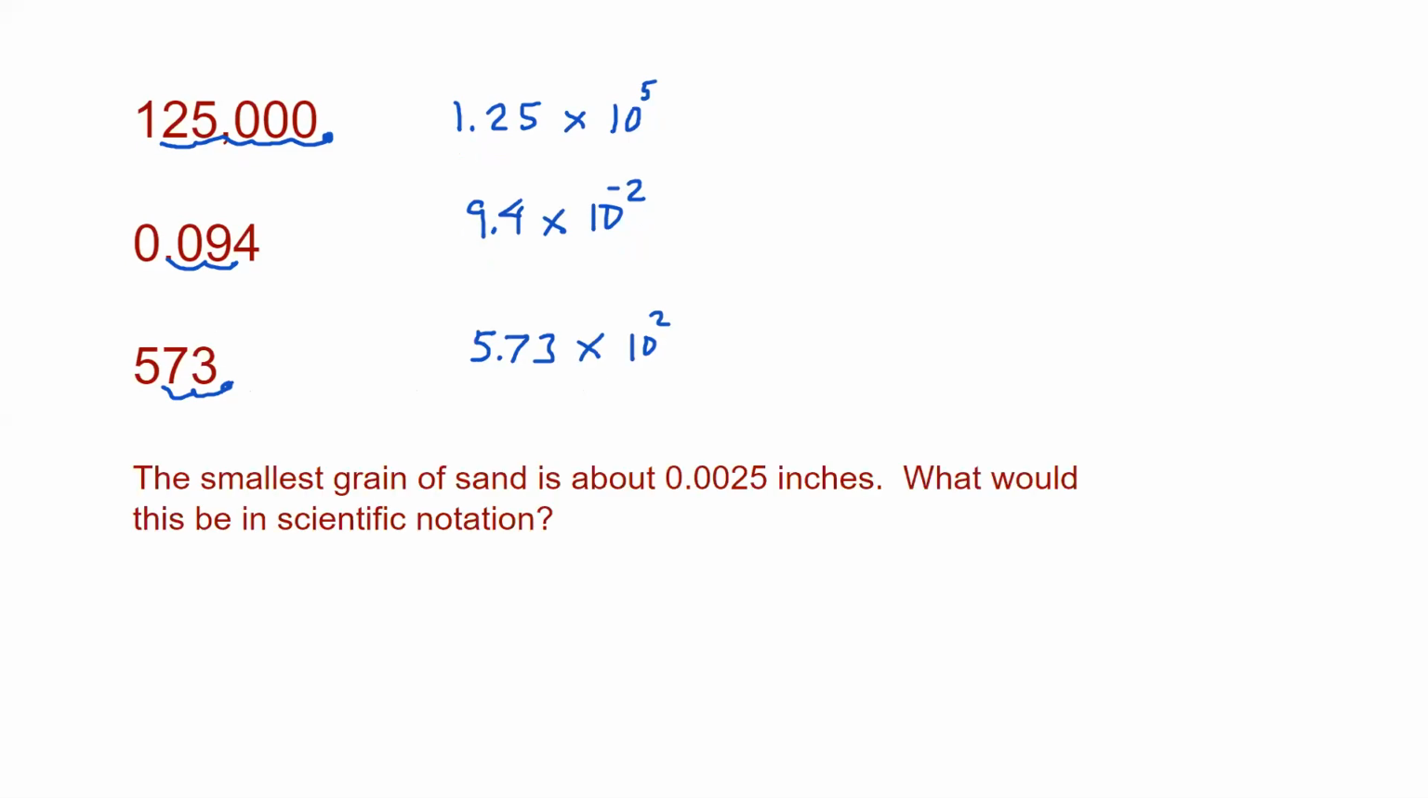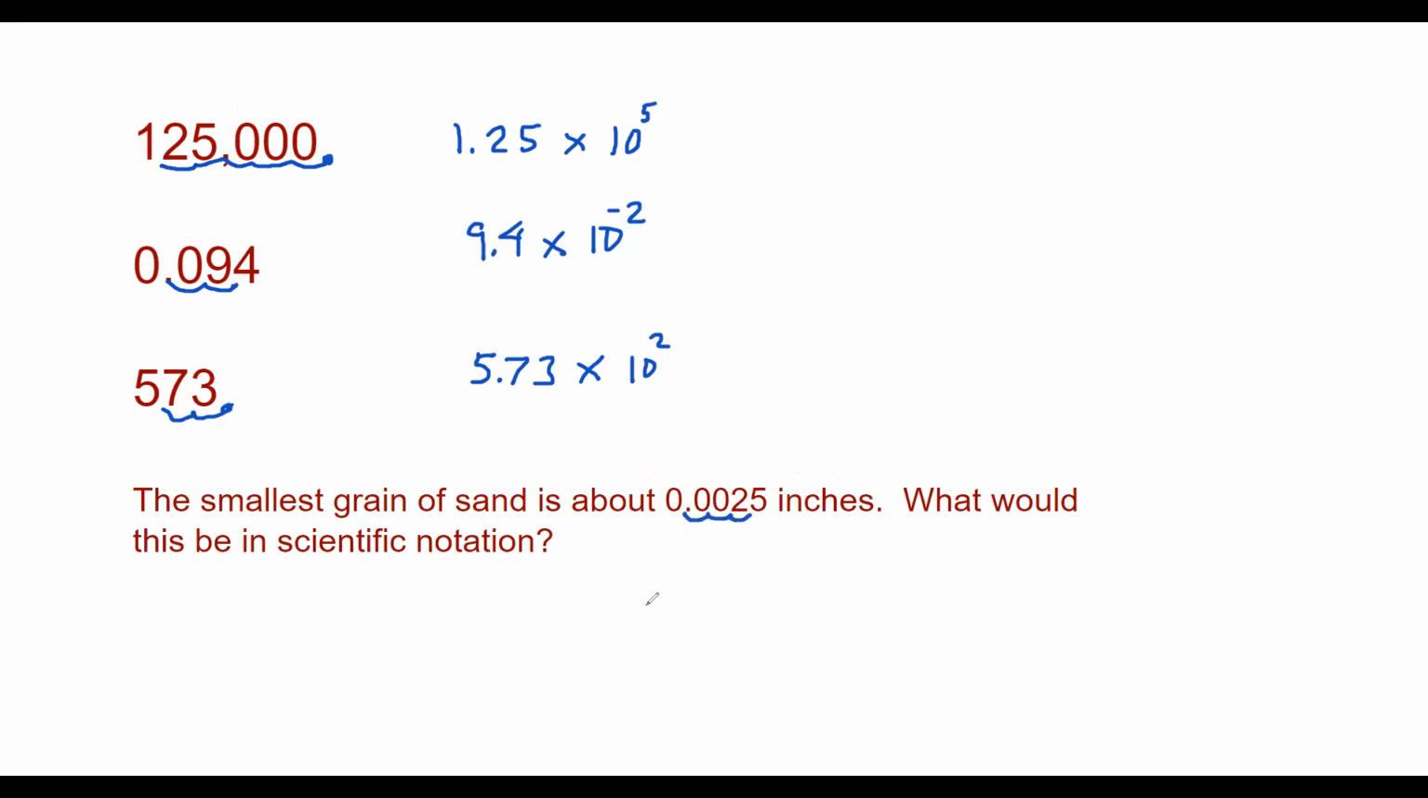Sometimes these problems will be in the form of words. Here's an example. The smallest grain of sand is about 0.0025 inches. What would this be in scientific notation? Okay, we have a small number. We should be thinking we're going to have a negative exponent. 1, 2, 3 places the decimal needs to move to get between the 2 and the 5. So our answer is going to be 2.5 times 10 to the negative 3. We moved 3 places.